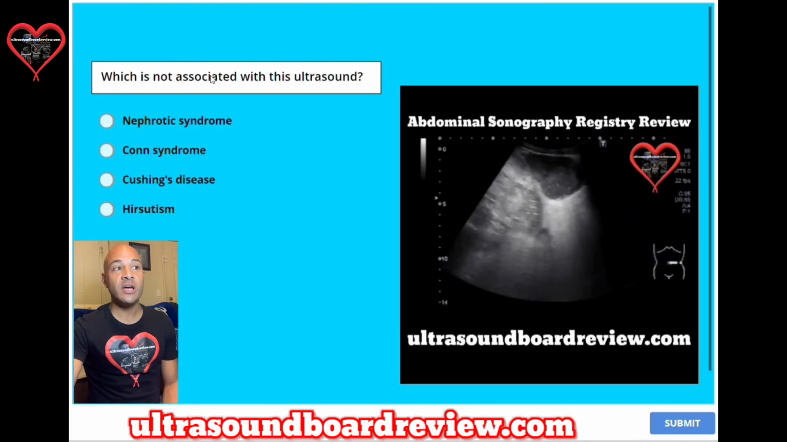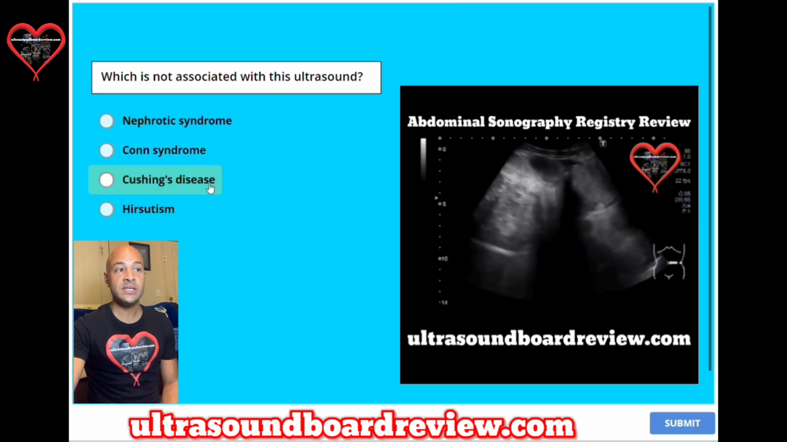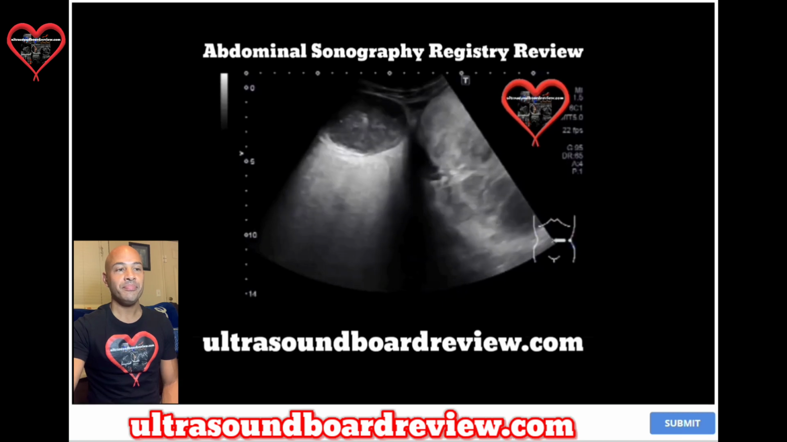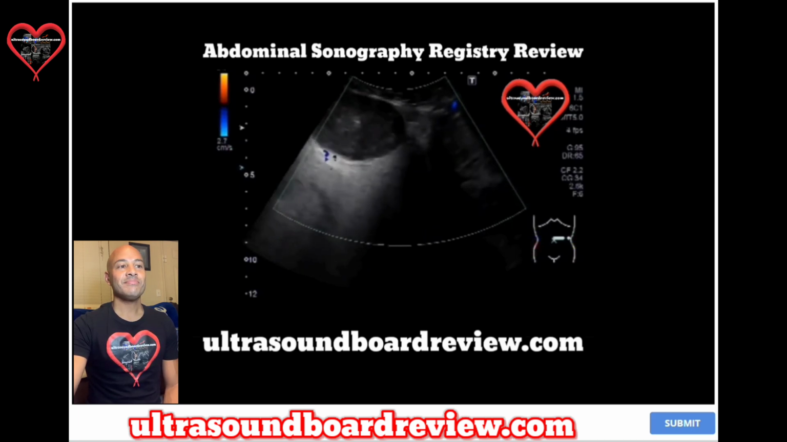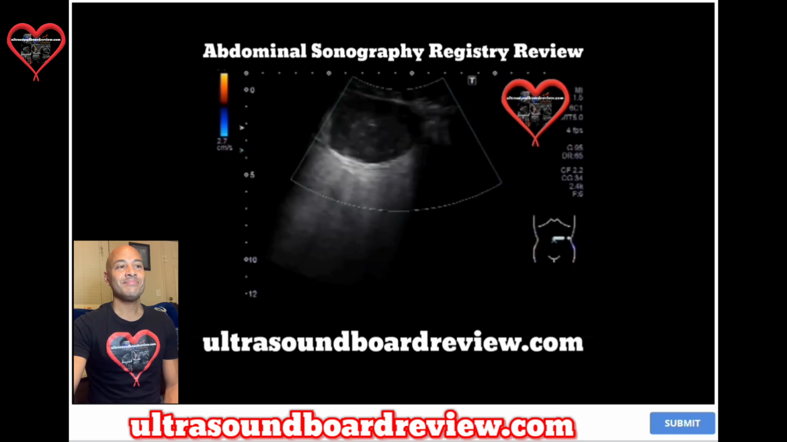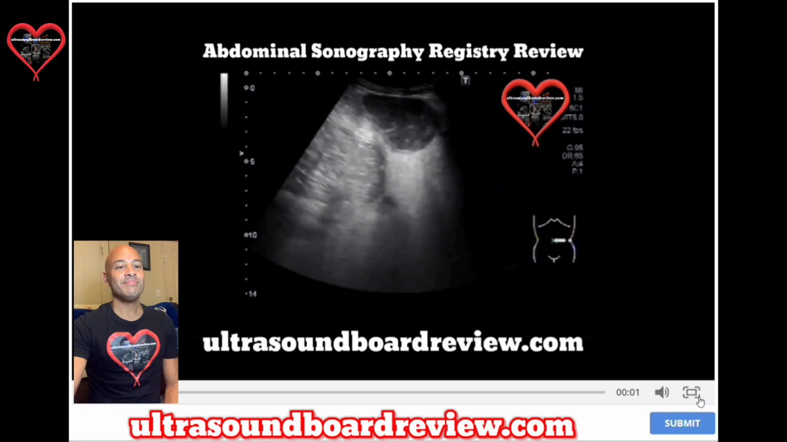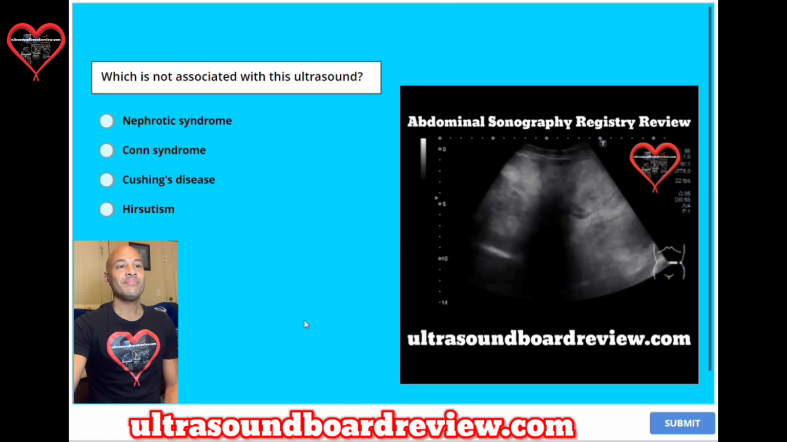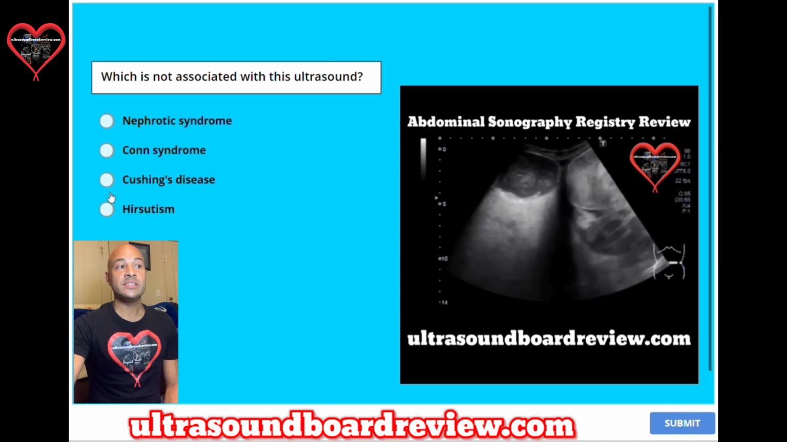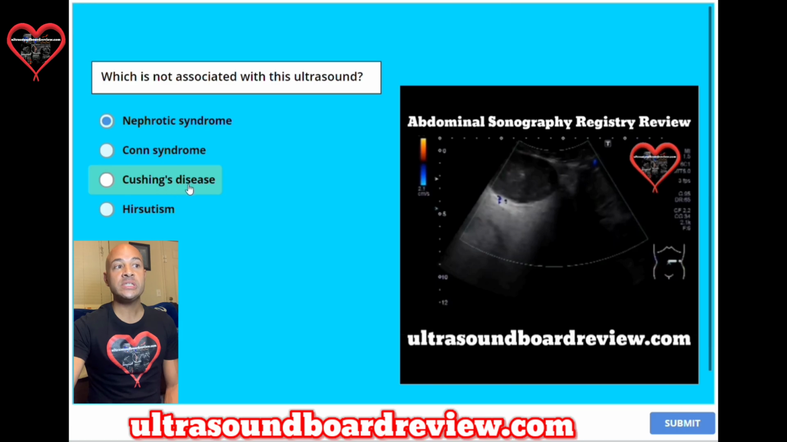Question 101. Which is not associated with this ultrasound? A. Nephrotic syndrome. B. Conn syndrome. C. Cushing's disease. Or D. Hirsutism. The answer is A. Nephrotic syndrome. And this patient has adrenal adenomas, which is associated with Conn syndrome, Cushing's disease, and hirsutism.